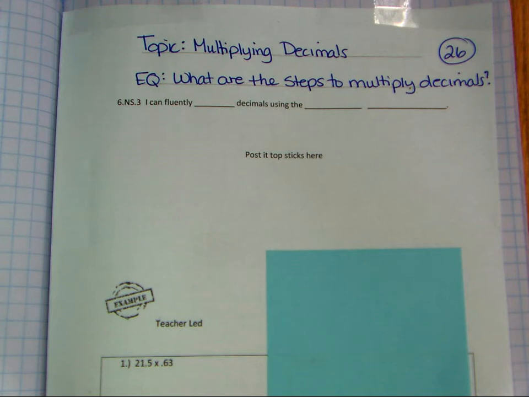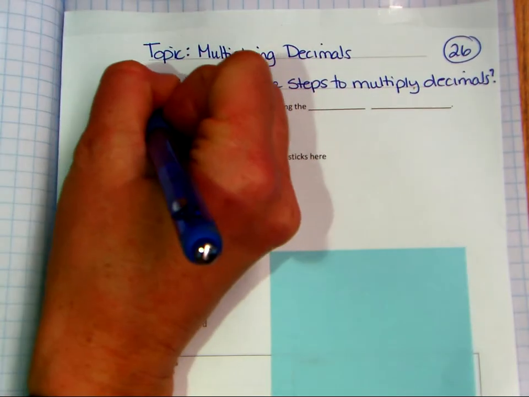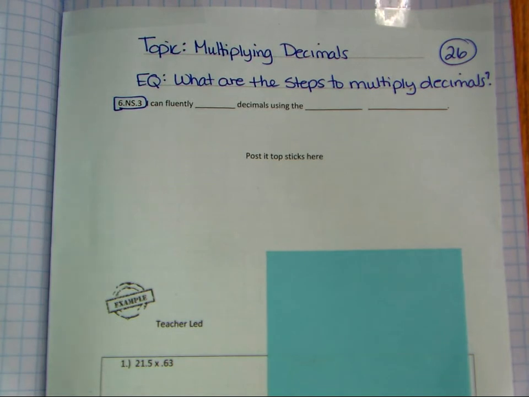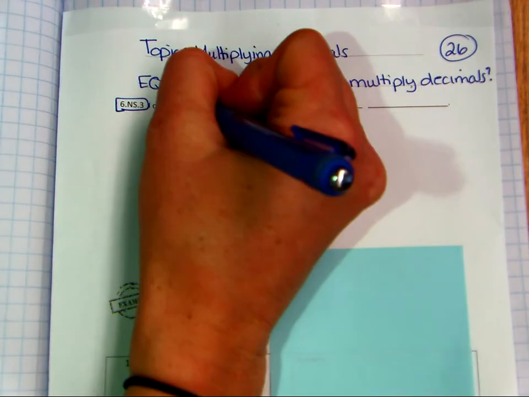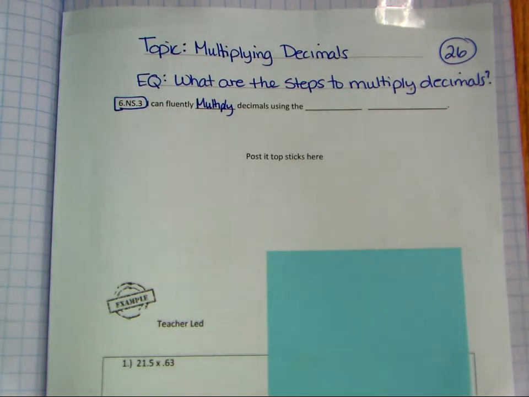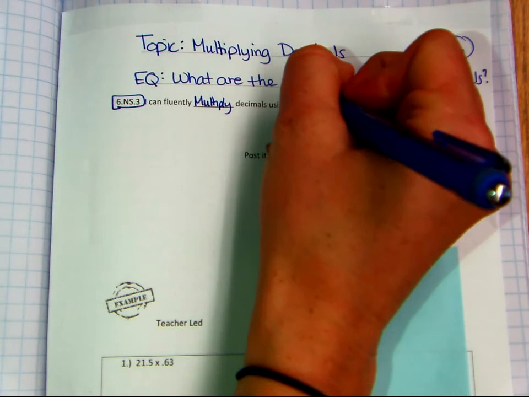Now, assuming that you have it all in your book, we're going to look at our standard for today, which is 6 number systems 3. And by the time we're done with this lesson, you should be able to fluently, which means regularly, without any problems, multiply decimals using the standard algorithm.